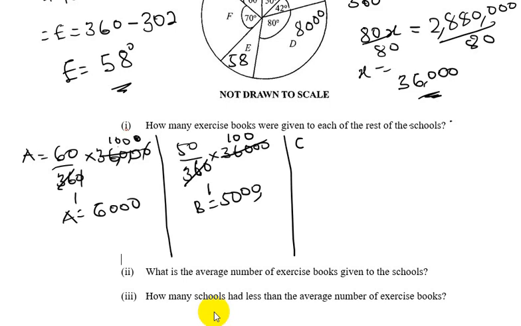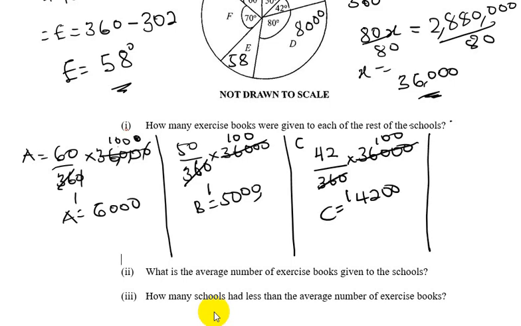So our C school, that's 42 on 360 times 36,000. 360 goes here 1, it goes here 100. Then we are getting 4,200 for school C. Now school D, we already know school D, so we move to school E. School E will get 58 on 360 times 36,000. 36 goes here 1, it goes here 100. Then we get 5,800 for school E.